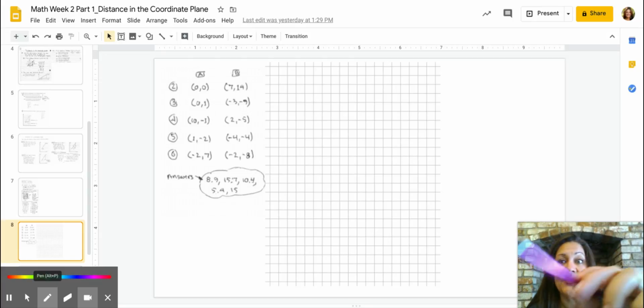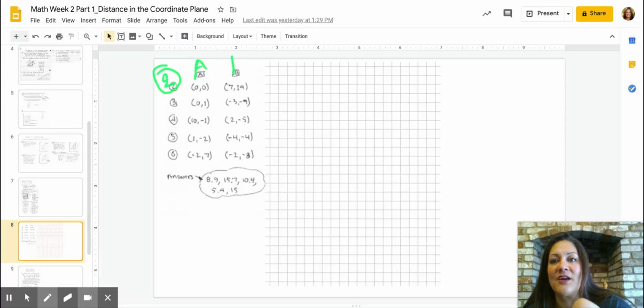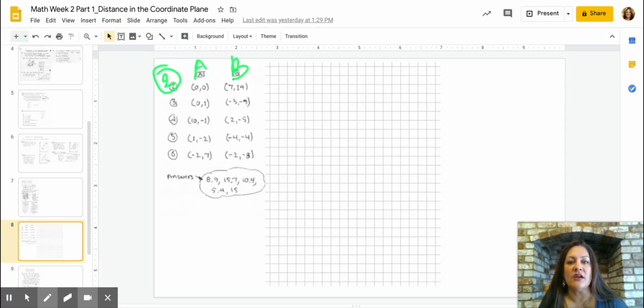Okay, so we're going to start here with number 2. We have our point A and our point B. So on here, I chose a graph that did not already have the X and Y axes on there because for number 2, I need to get as large as 7, 14. So that's going to be the upper right-hand quadrant, where 3, -3 and 9 is going to be the lower left-hand quadrant. So this way I can just draw my axis every time and figure out where I need to go.